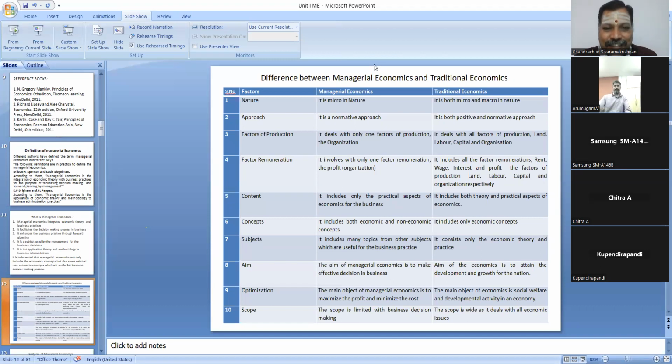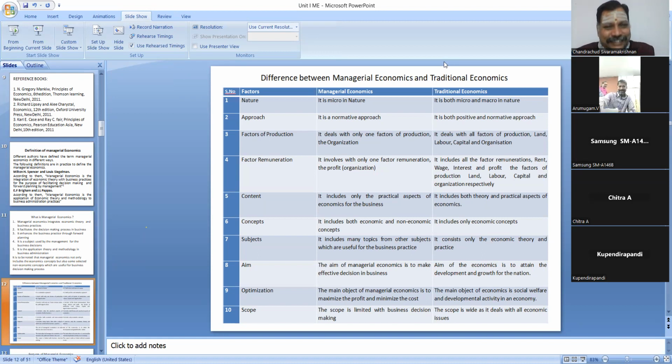You can see them in the slide. What are the factors? By nature, the factors and the remuneration out of it, then the content, what are the concepts and subjects dealt with, and what is the aim, and some other factors that I have considered. As far as nature is concerned, managerial economics is micro in nature. But traditional economics is not only micro but also macro.